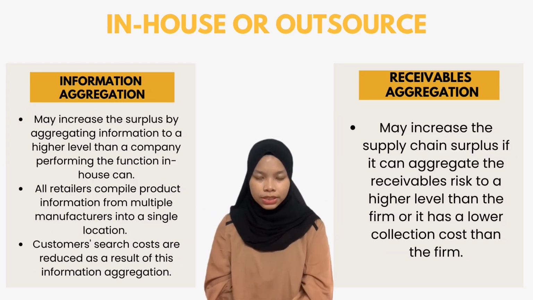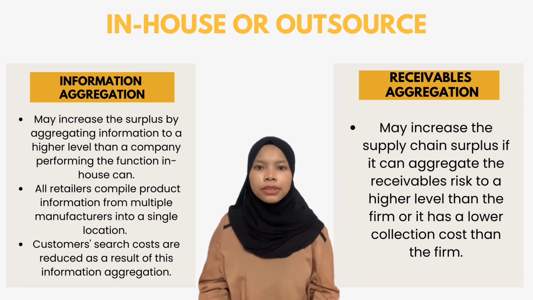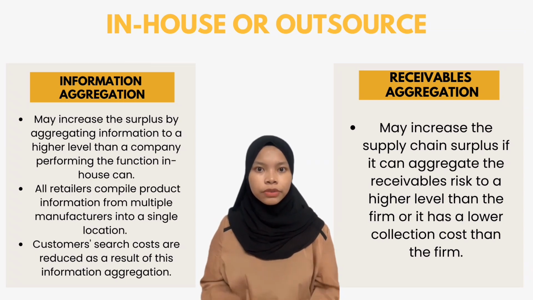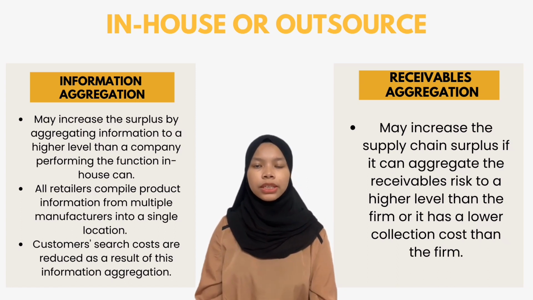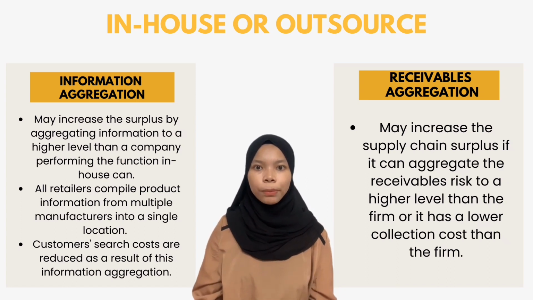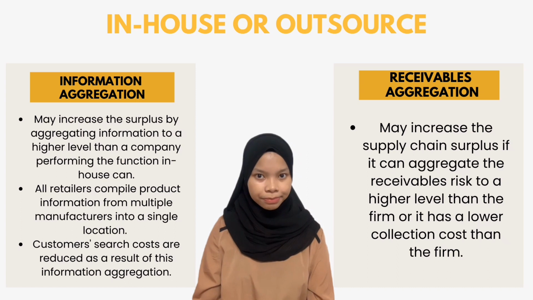The next one is information aggregation. A third party may increase the surplus by aggregating information to a higher level than a company performing the function in-house can. Online retailers compile product information from multiple manufacturers into a single location. Customers' search costs are reduced as a result of this information aggregation.